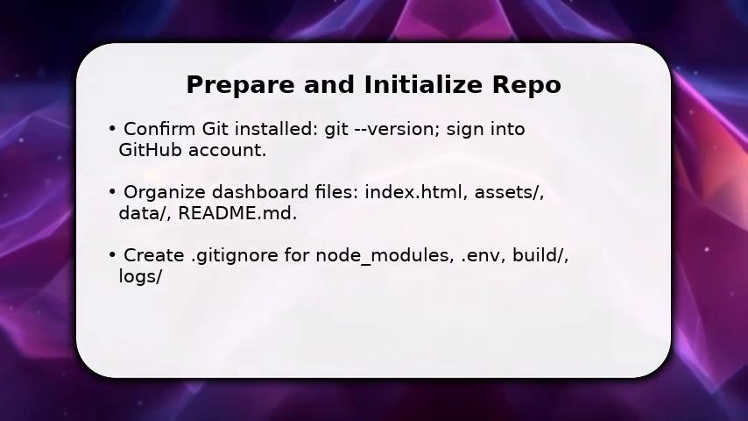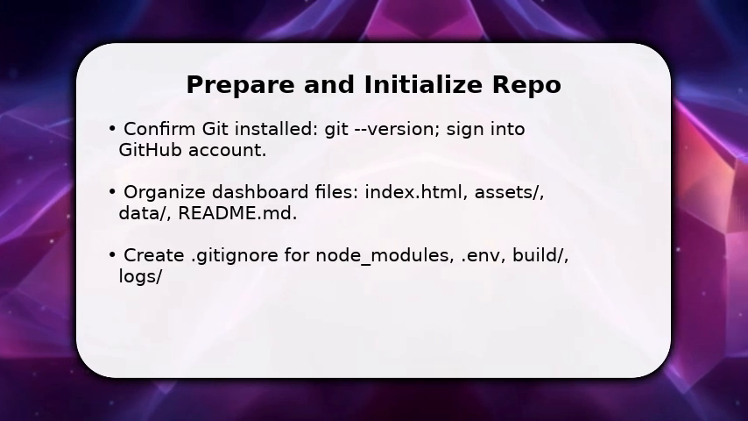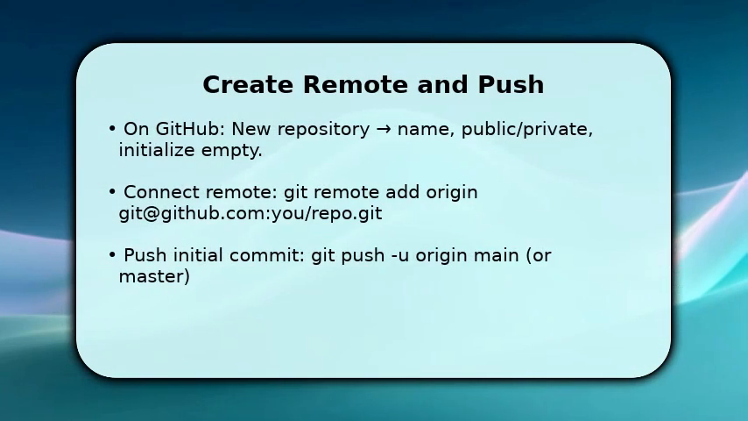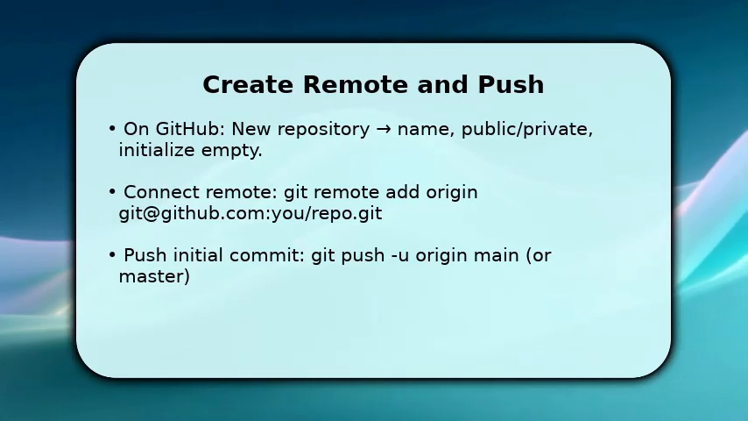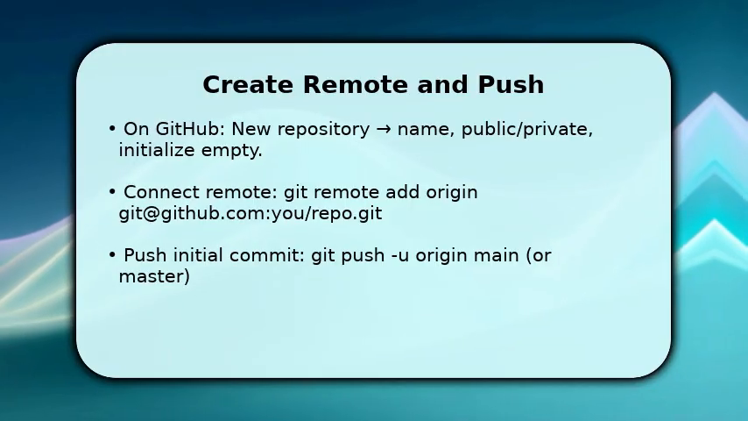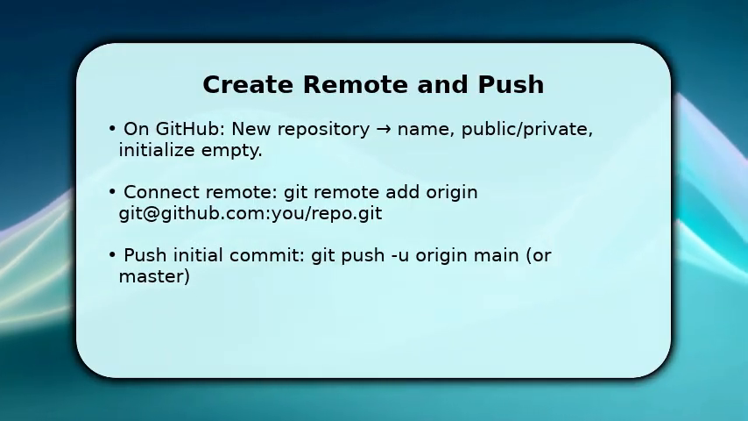Next, create a repository on GitHub without initializing with a README to avoid merge conflicts. Once created, copy the SSH or HTTPS remote URL and run git remote add origin followed by the URL. After that, fetch and set the branch name if needed.